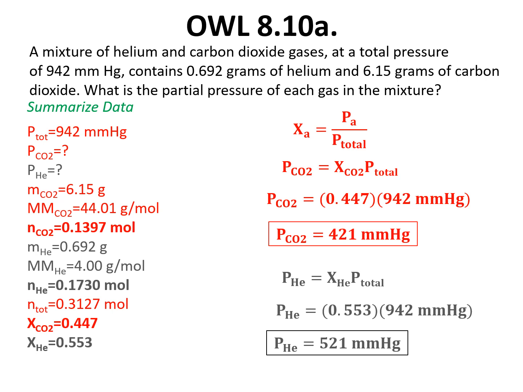To make sure that you did your calculations correctly, what I recommend doing is adding your partial pressures together and make sure they add up to what your total pressure was originally. And in this case, we get 942, which was our total pressure.